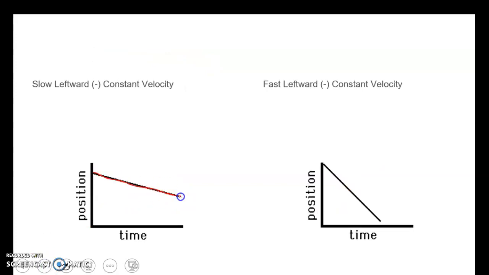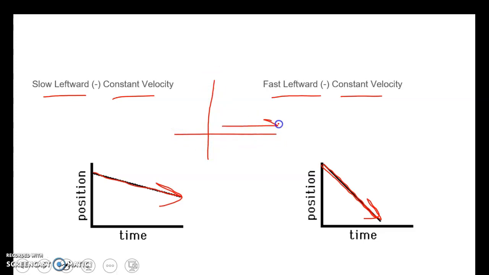If our slope is negative, and it's not very steep, it's a slow leftward constant velocity. And if it's a steep line, it's going to be a fast leftward or negative constant velocity. So think about motion as being on here: anything to the right is positive, anything to the left is negative. Negative slope means we're going to the left or the negative direction. Anything that's positive means we're going to the right or the positive direction. Negative slope means negative velocity. The steeper the slope, the bigger the magnitude is.